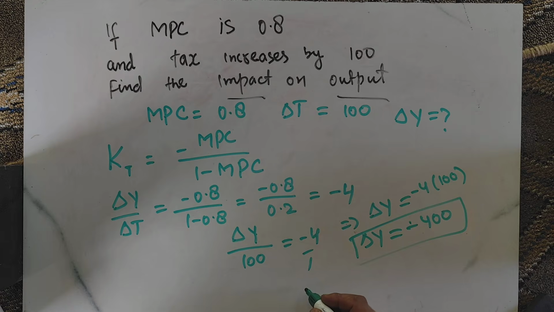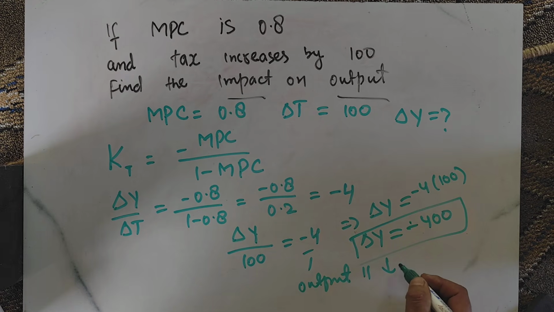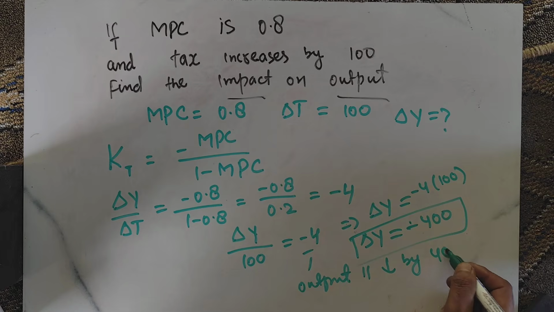So we will say output will decrease by 400 units. Okay, if it was an option in the question.